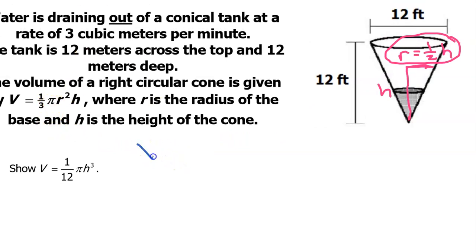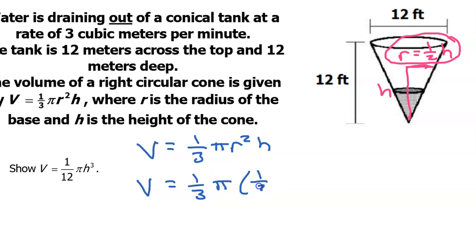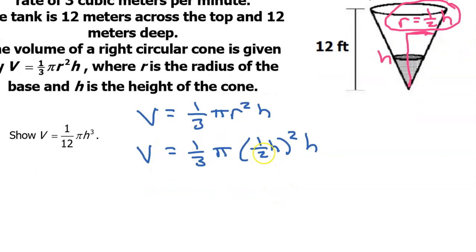So if the volume is equal to 1/3 pi r squared h, but r is 1/2 h, then we have that the volume is 1/3 pi (1/2 h) squared h. I just substituted 1/2 h in for r. If we square 1/2, we get 1/4. So this becomes volume equals 1/3 pi 1/4 and then h squared times h.